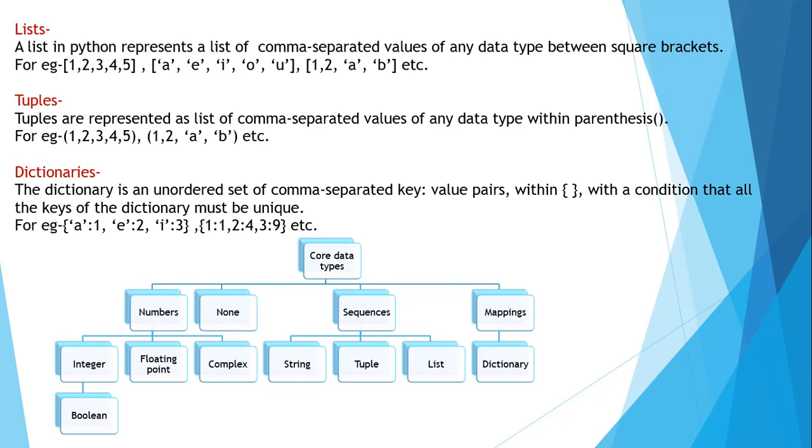Sequences means whenever you are going to talk about different sets of numbers at a single place, that is considered under sequences. And next is the mappings, and in mappings you have the dictionary. So all the data types we have already discussed, and these create a whole summary of data types inside the Python programming language. Now let's see what the different uses of them are.